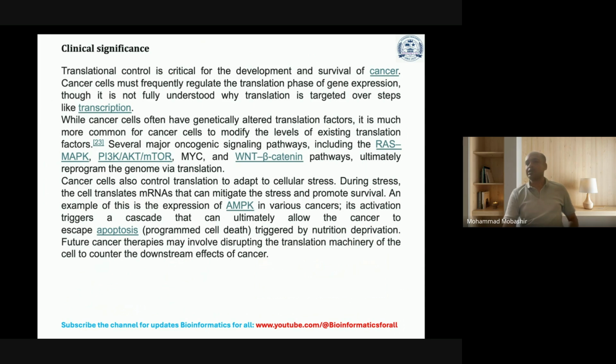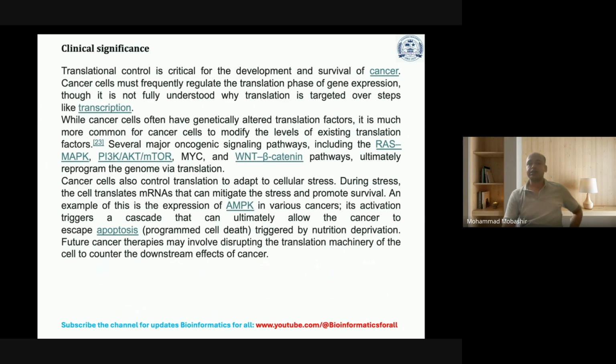Several major oncogenic signaling pathways, such as MAP kinase pathways, AKT pathways, MYC pathway, and Wnt, catenin, SIC pathways, ultimately reprogram the genome via translation. Cancer cells also control translation to adapt to cellular stress. During stress, the cell translates mRNAs that can mitigate the stress and promote survival. An example of this is the expression of AMPK in various cancers. Its activation triggers a cascade that can ultimately allow the cancer to escape apoptosis triggered by nutrition deprivation.